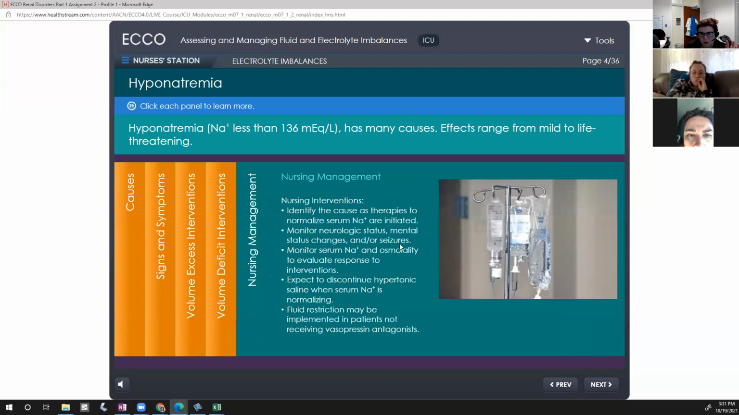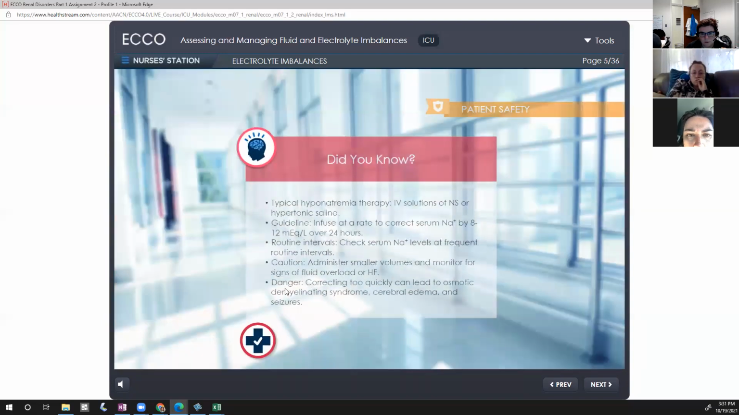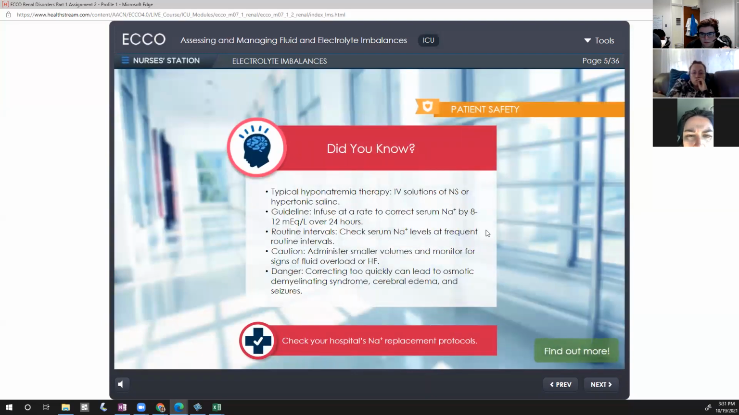And then monitoring neurostatus, any sort of mental status change, seizures. I would expect to be doing OSMs pretty regularly, and then fluid restriction. And so again, 8 to 12, you're going to see that over and over again, just because that's definitely a question that will probably come up on your test.